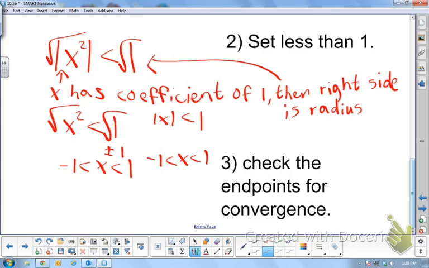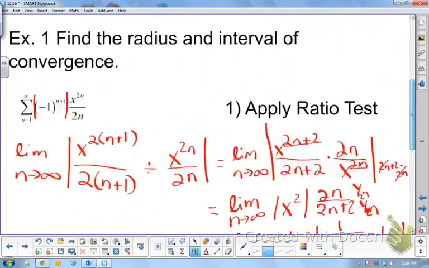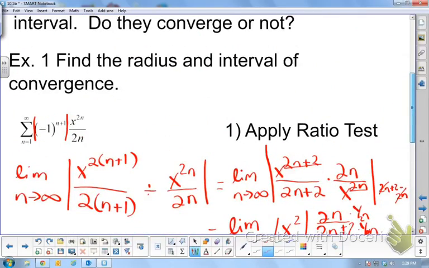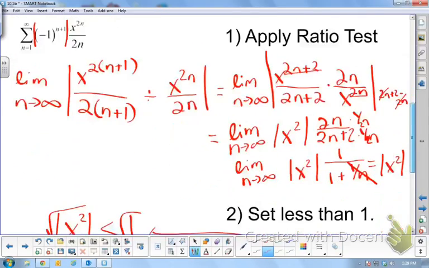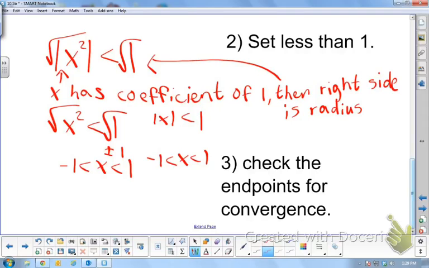So with this interval, we already know everything inside the interval converges. If I plugged in 0 for x, it would converge. If I plugged in 1/2 for x, it would converge. But we need to check the endpoints for convergence. So we need to go all the way back to the original series. -1 to the n plus 1, x squared over 2n.